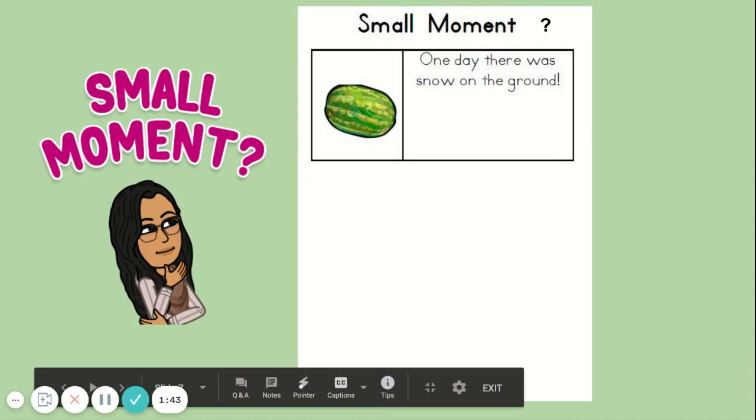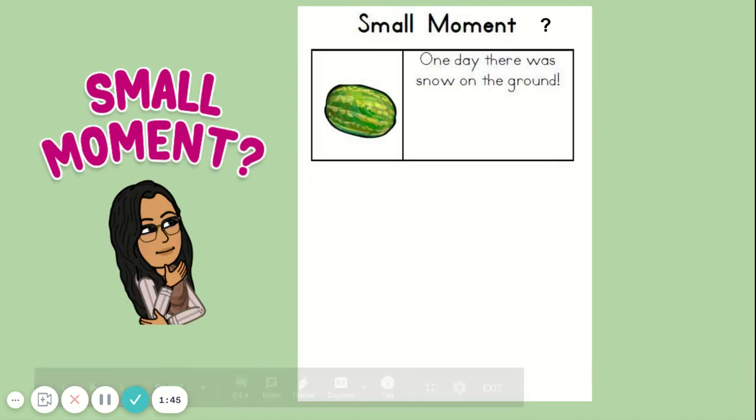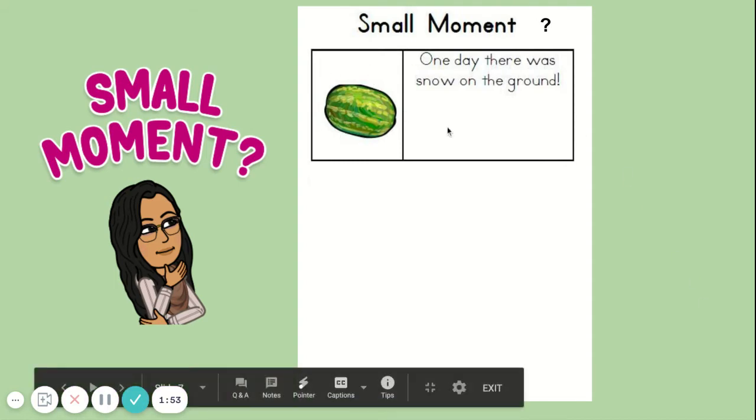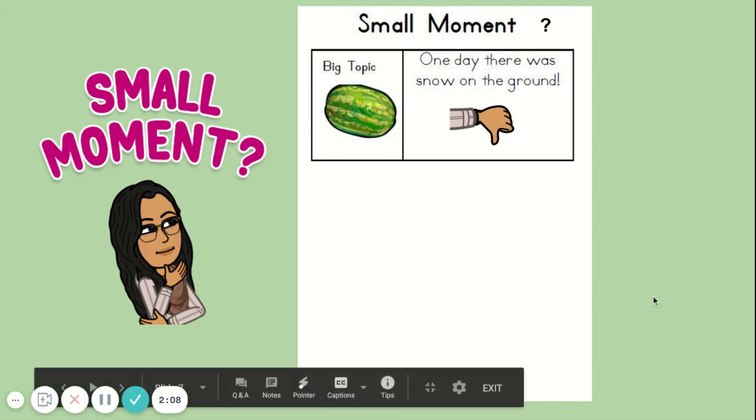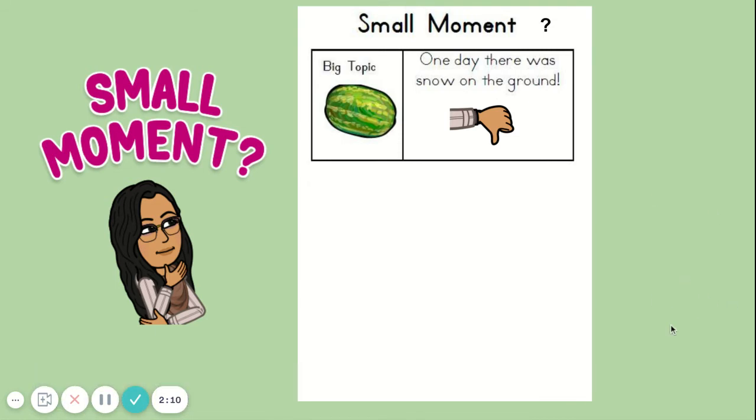Let's take a closer look at what a small moment is and what isn't a small moment. One day there was snow on the ground. Take a close look. This is a whole watermelon. This is not a small moment because many things can happen on the ground when it's snowing. This doesn't really give us a tiny moment in a person's day. This is why the watermelon is whole. This is a bigger topic, the snowy day on the ground.